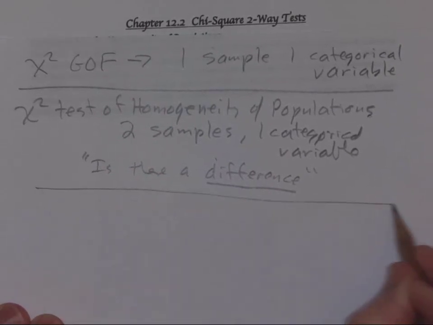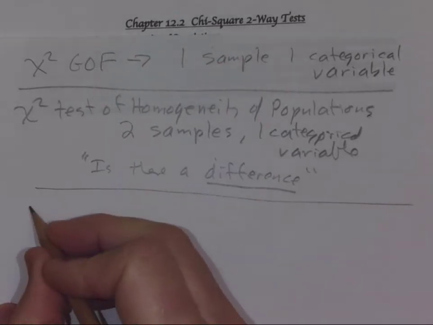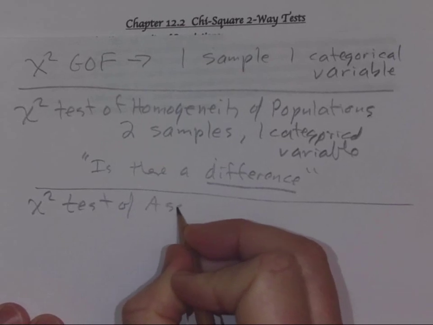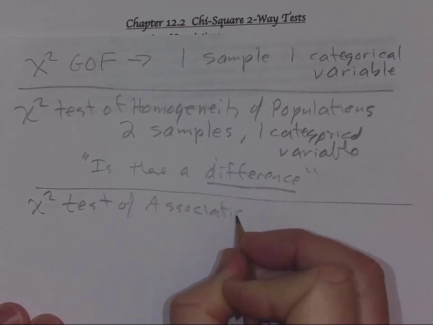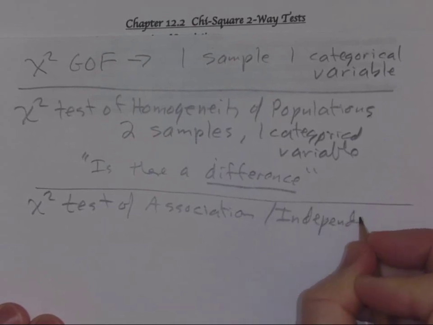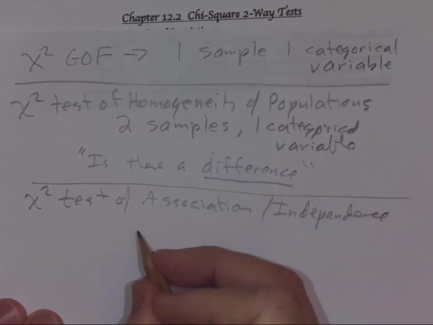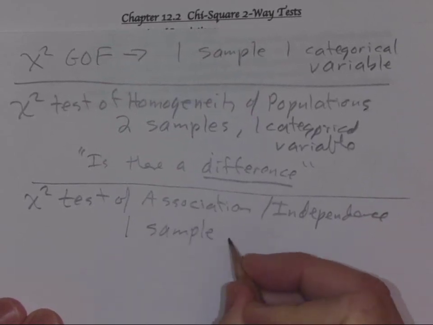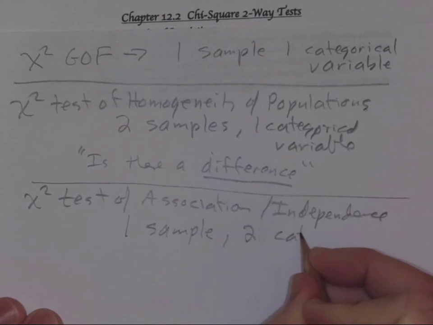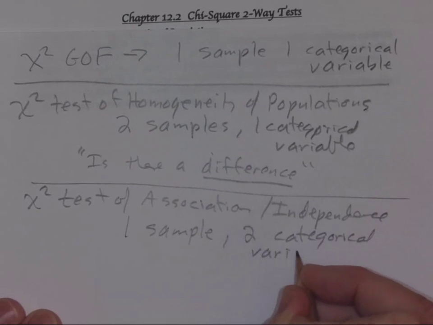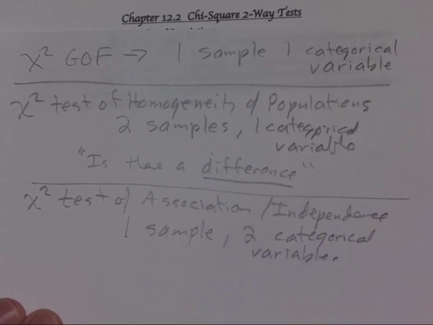And then the other one is very similar to it, and the mechanics of it are done basically in an identical way. That's a chi-squared test of association or independence. You can just call it a chi-squared test of association. In that one, we are just going to have one population and thus one sample, but it is going to be comparing two categorical variables. And what it'll say is, is there an association?